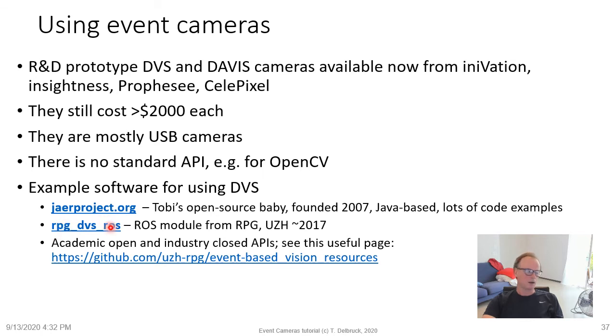Robotics groups like the Robotics Perception Group at University of Zurich have released a very useful wrapper called RPG DVS ROS. It's a wrapper around the DVS sensor that allows robotics groups to use these sensors within the Robot Operating System. And there's many other academic open and closed source APIs. There's a fantastic collection of resources that's maintained by the Robotics Perception Group called Event-Based Vision Resources. I highly recommend this as a place. It's like the go-to index of all event camera stuff.